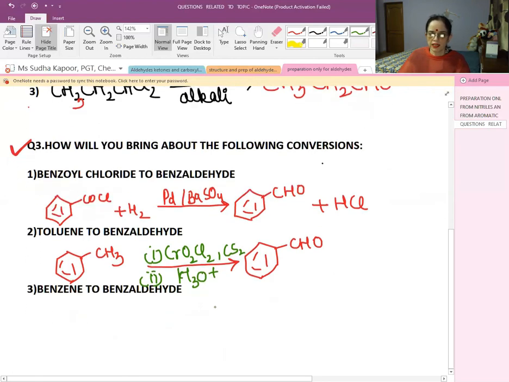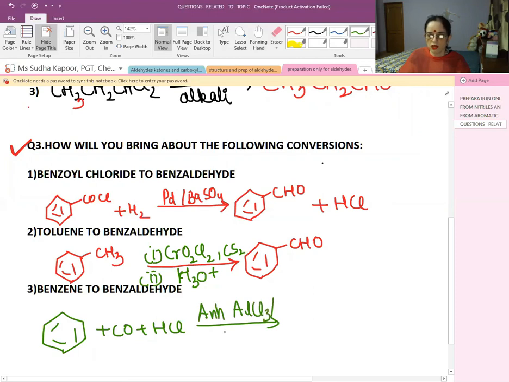Now in the third case, benzene to benzaldehyde. How can we convert benzene into benzaldehyde? Although there are a variety of methods, we can use here the Gattermann-Koch one-step reaction, in which we add CO and HCl in presence of anhydrous AlCl3, or we can use CuCl, and the product is benzaldehyde.